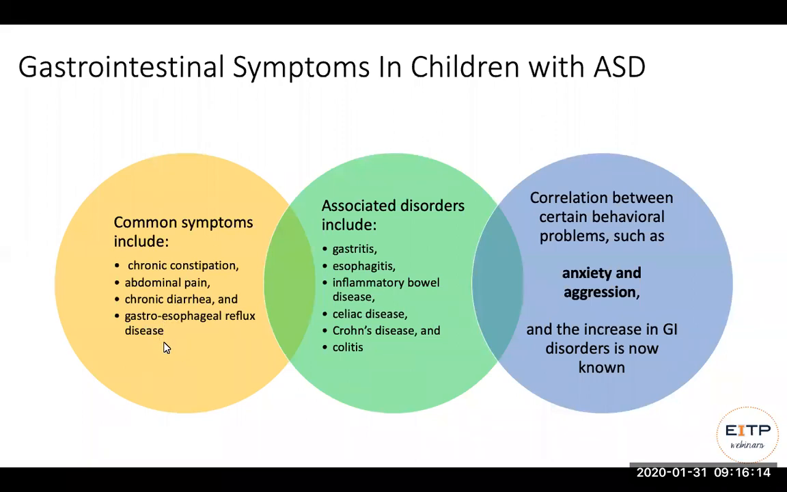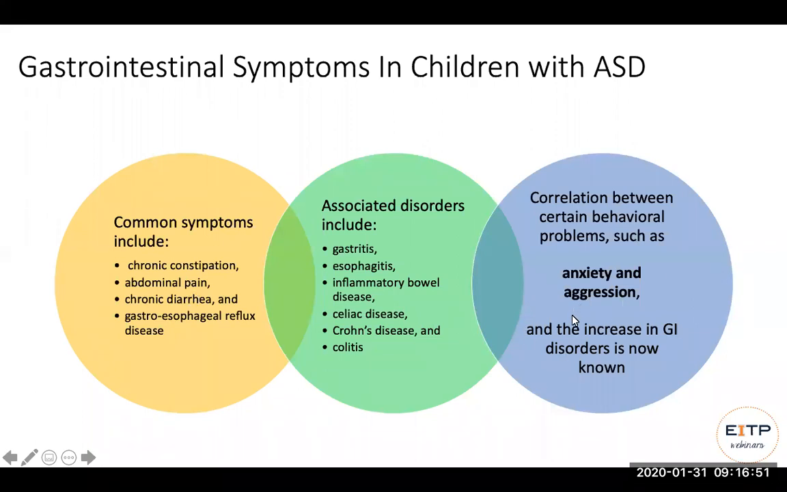We usually think about reflux when these symptoms tend to correlate with food intake, when this is just after feeding. And I've seen some kids that have so much reflux associated with feedings that they don't want to eat because they want to prevent that pain that comes when they eat. There are other conditions like gastritis, esophagitis, inflammatory bowel disease, celiac disease, Crohn's disease, and colitis that can be associated with autism. But I think these are ones that we need to think more about.